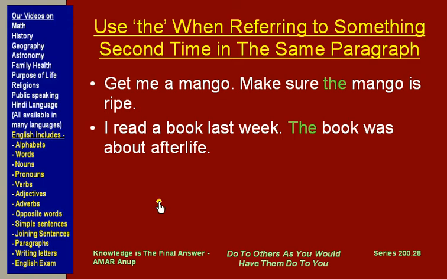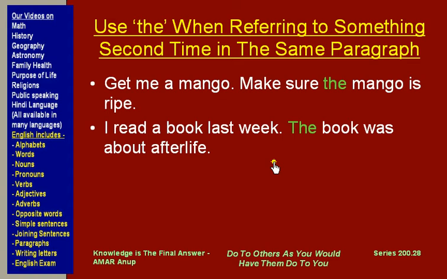Another example, I read a book last night. The book was about afterlife. So here we know that this book, which book is that? This is the book that I read last week. And that is why when there is reference to this book again, we use the: the book was about afterlife.